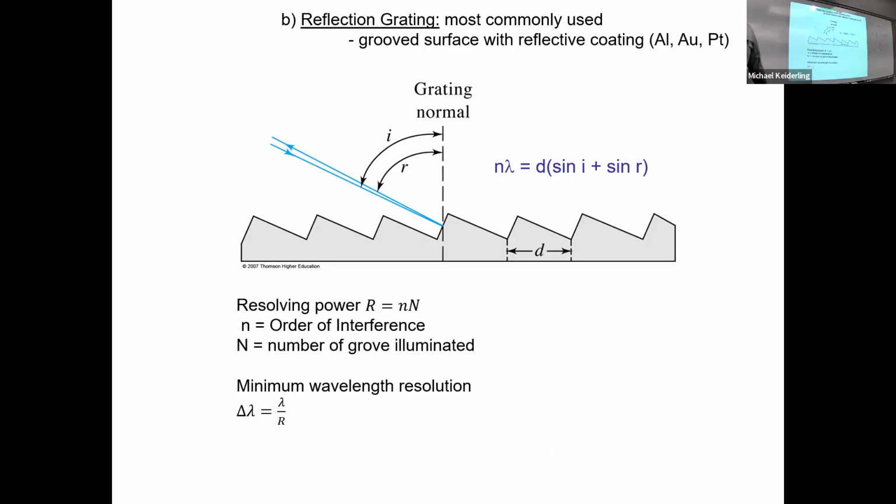And the resolving power, the resolution, is the order of interference times the number of grooves illuminated. Often you're actually working with a higher order of interference than just one with a reflection grating, because it turns out to be convenient. And the minimum wavelength resolution is the wavelength over the resolving power.